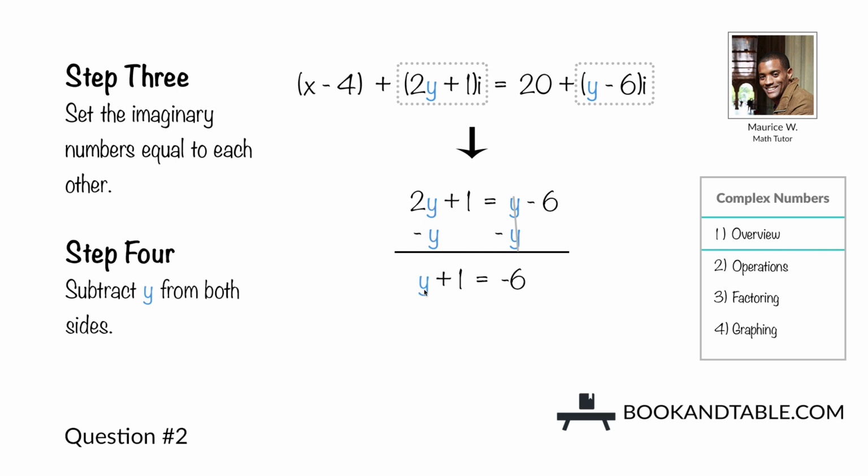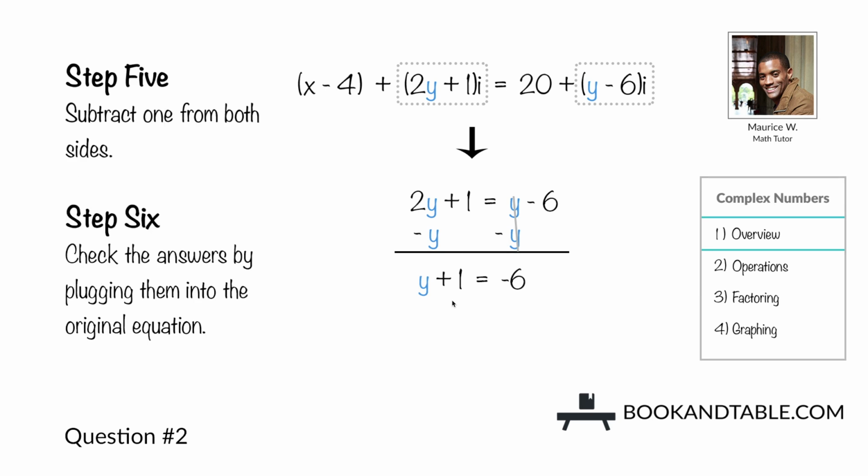2y minus y gives us y, plus 1 is equal to negative 6. And now we'll subtract 1 from both sides to isolate this y on the left side. Negative 6 minus 1 is negative 7. So we get y is equal to negative 7.